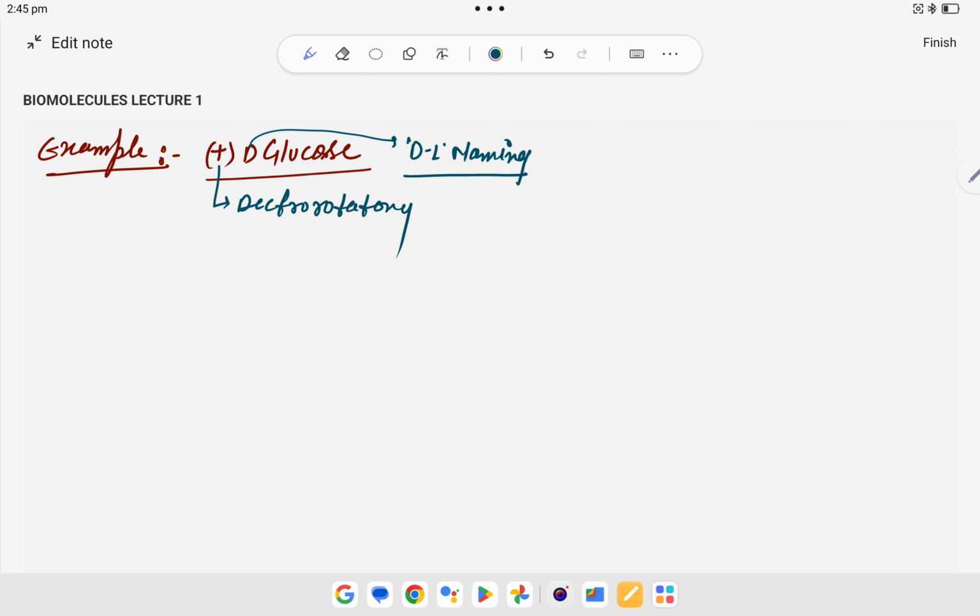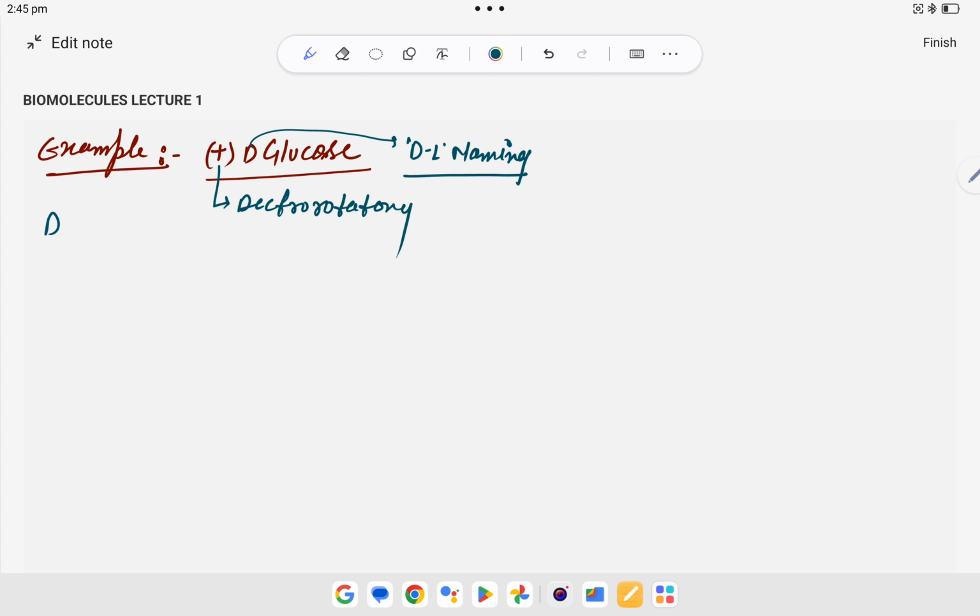What is DL naming, children? Plus means dextrorotatory. It is able to rotate plane polarized light in the clockwise direction. That is why plus. Plus means dextrorotatory. It is showing the rotation. It is showing the direction change.